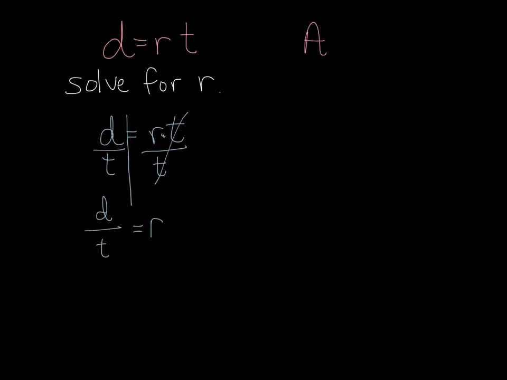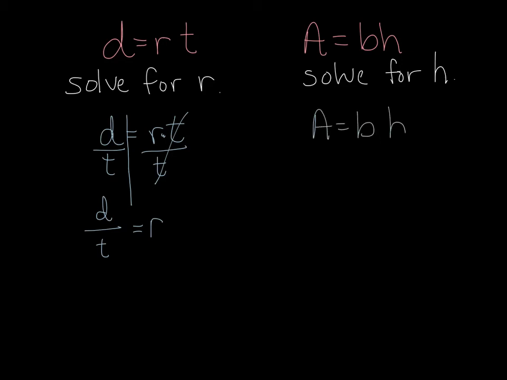Okay, same thing if we had area equals base times height. So the same thing, if we wanted to solve for H. Well, area equals base times height. Okay, again, it's timesing, base times height. So to get that height by itself, we're going to divide by B. So H equals A, the area divided by the base.